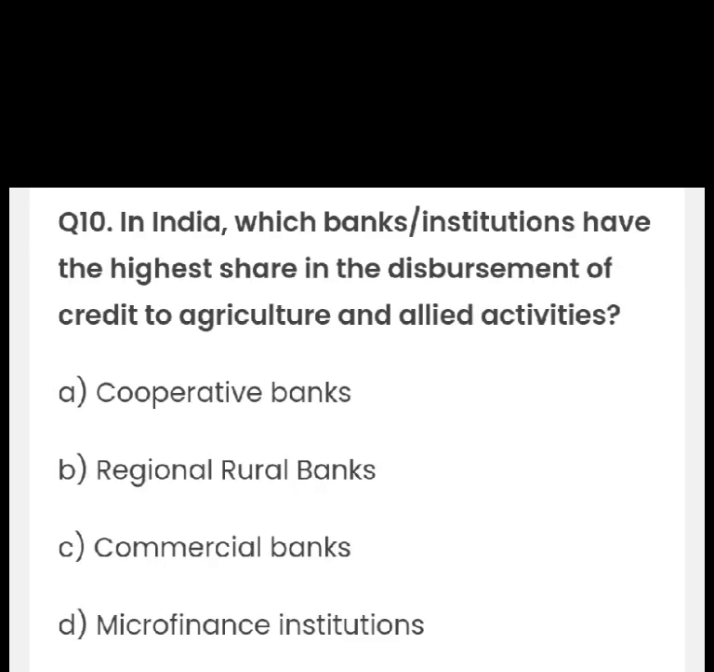Question number 10 is given here. In India, which bank or institution has the highest share in the disbursement of credit to agriculture and allied activities? Option A is cooperative banks, option B is regional rural banks, option C is commercial bank, and option D is microfinance institution. So cooperative banks, you might have some knowledge about cooperative banks and regional rural banks, and you may also know about commercial banks.